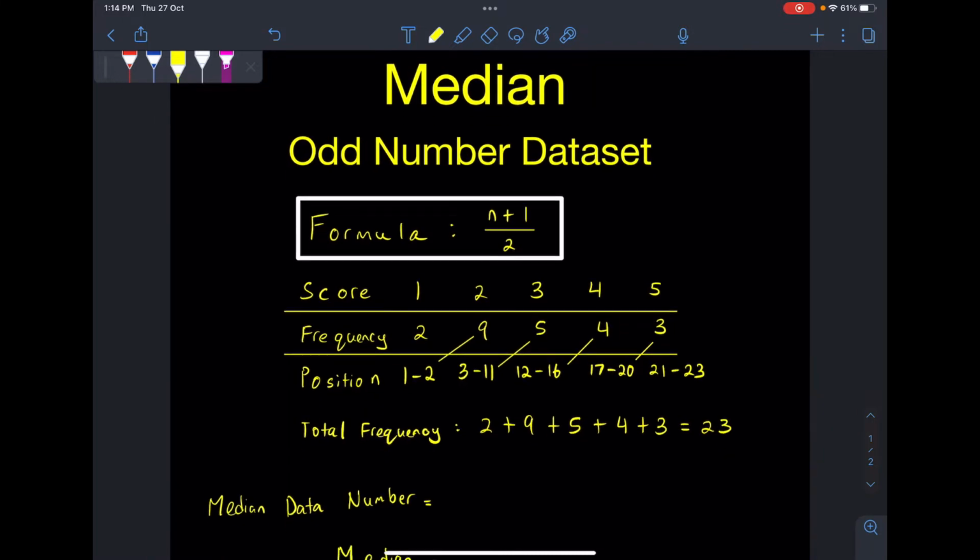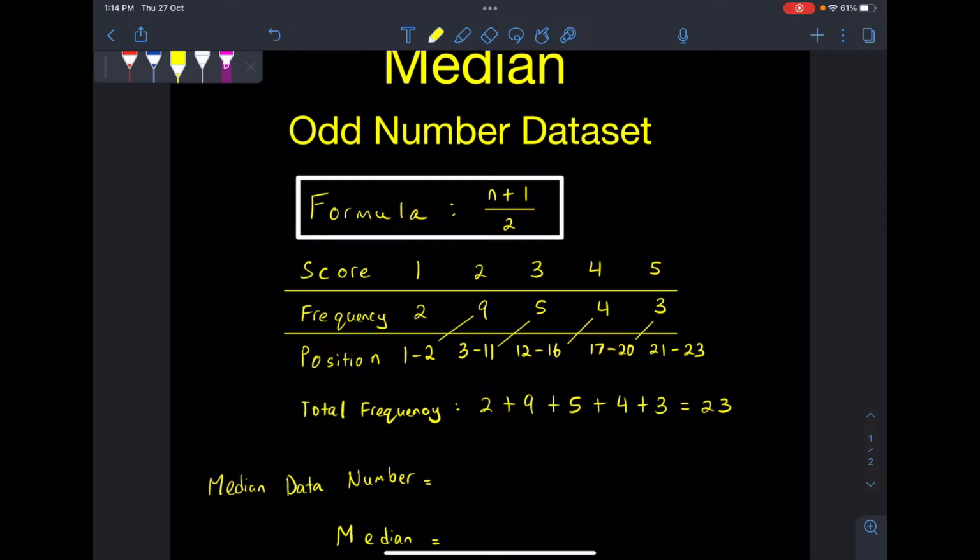What do we do next? Well, we're going to find our median data number. Like, where is our median at? We need to know the position, right? So we're going to use the formula n plus 1 over 2, since 23, the frequency, is an odd number. So we're going to do 23 plus 1 over 2. All right, that will give me the 12th number.